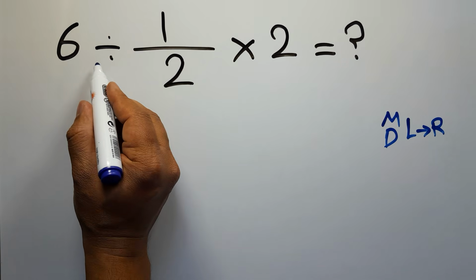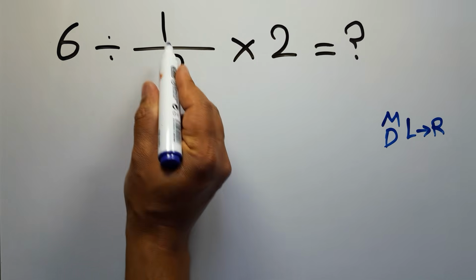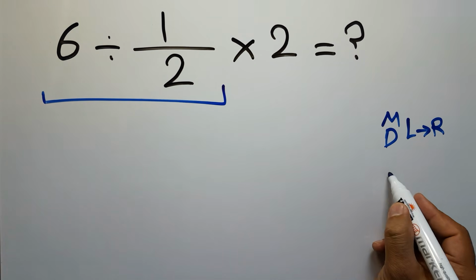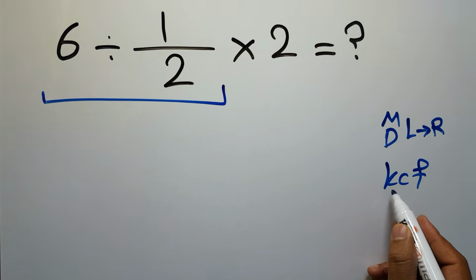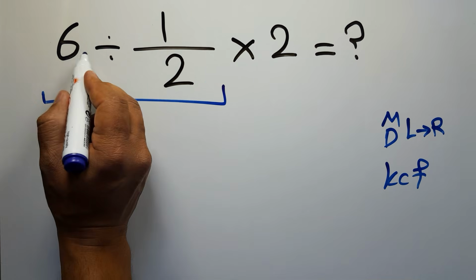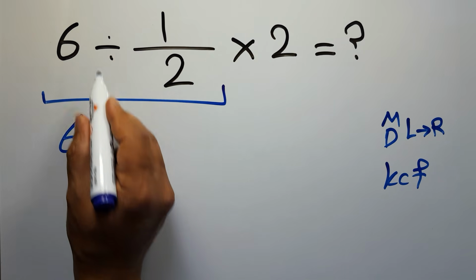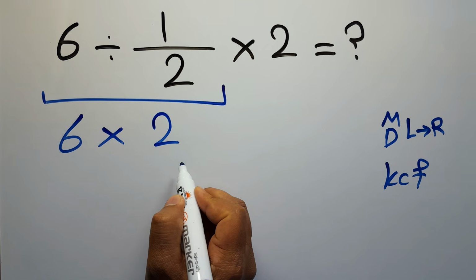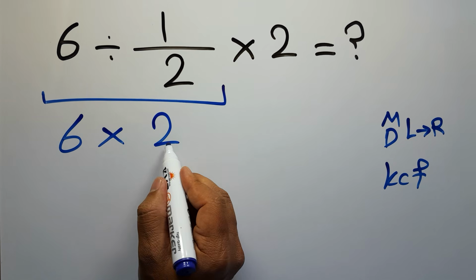So first we have to do this division. 6 divided by 1 over 2. According to the KCF rule, K stands for keep, C stands for change, and F stands for flip. We can write keep the first fraction, change division to multiplication, and flip the second fraction. So we have 6 times 2.